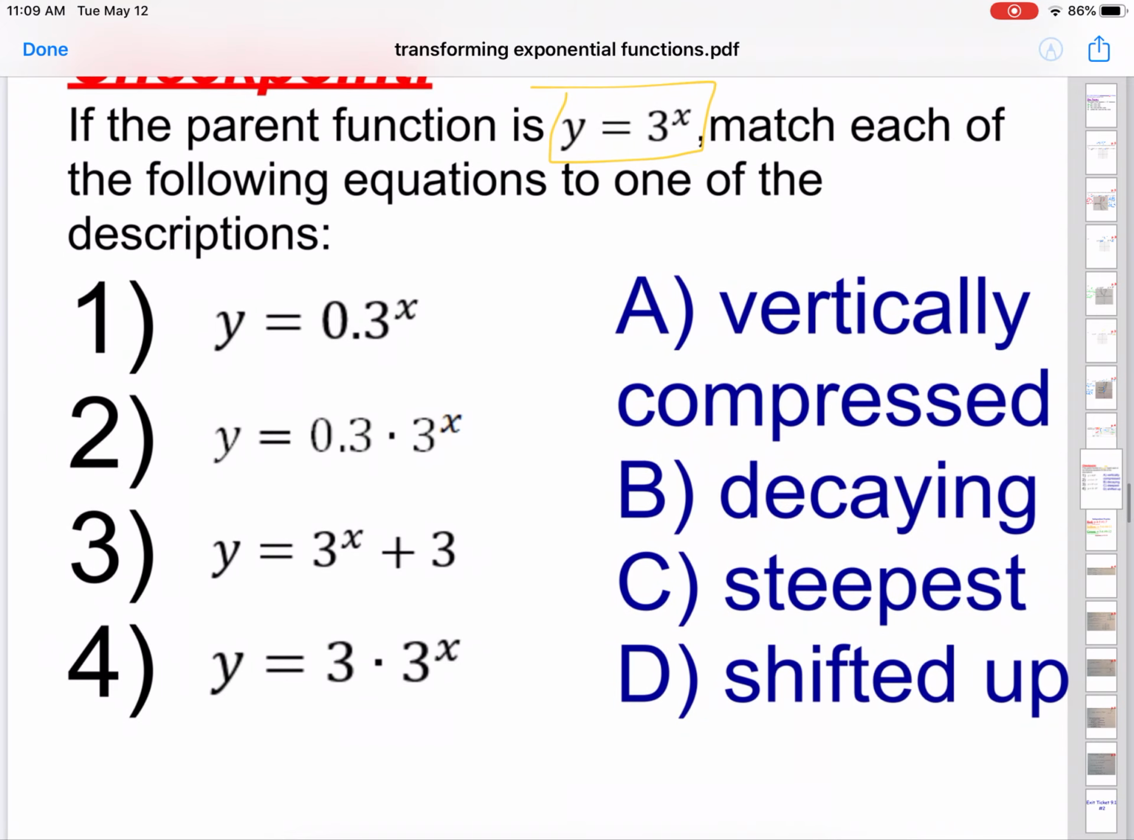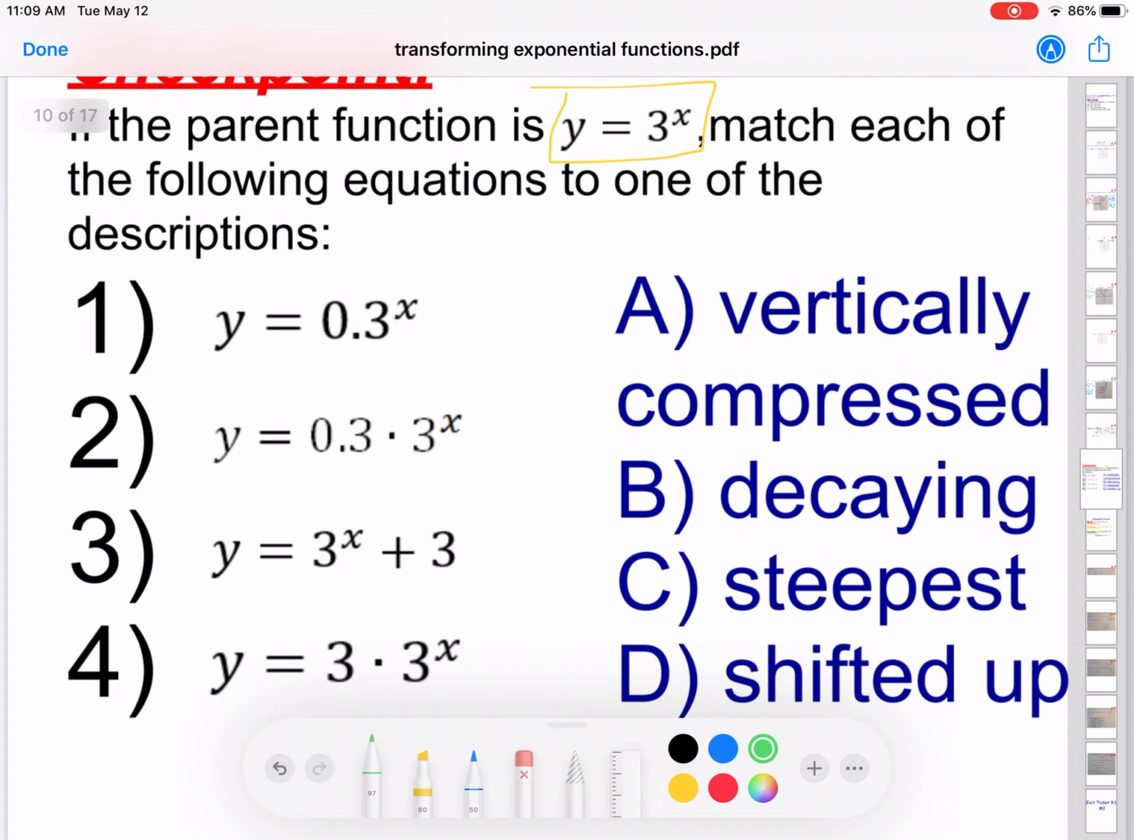Okay, so comparing these functions, starting with number 1. In number 1, the transformation that happened here is that our b value became 0.3. So we know that if our b value becomes 0.3, that means that our graph is now decaying. So for number 1, you should have said choice B.